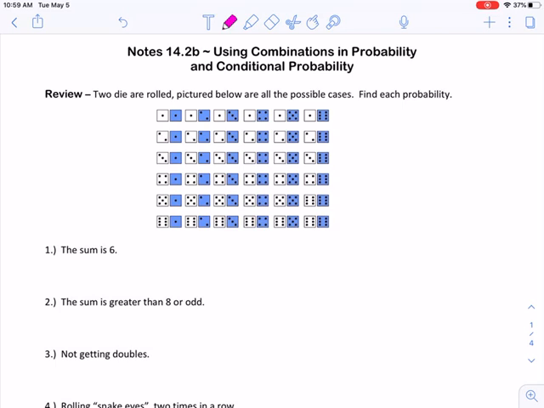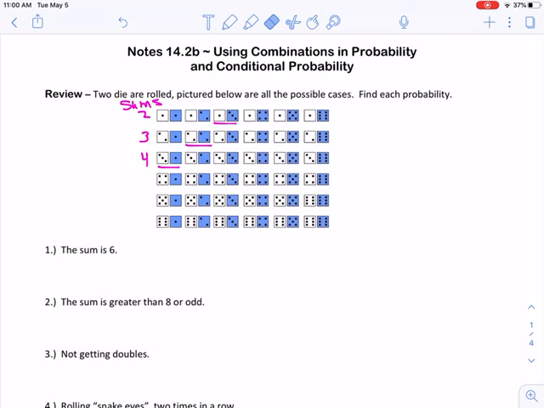Now the nice thing about this picture is that it gives us all of our sums if we take a look at our rows and columns. So taking a look at all of my sums, if I want to roll a sum of 2, there's only one way to do that, a 1 and a 1. If I want to roll a sum of 3, notice I can roll a 2 and then a 1, or a 1 and then a 2. If I want to roll a sum of 4, I can roll a 3 and a 1, 2 and 2, doubles, or a 1 and a 3.